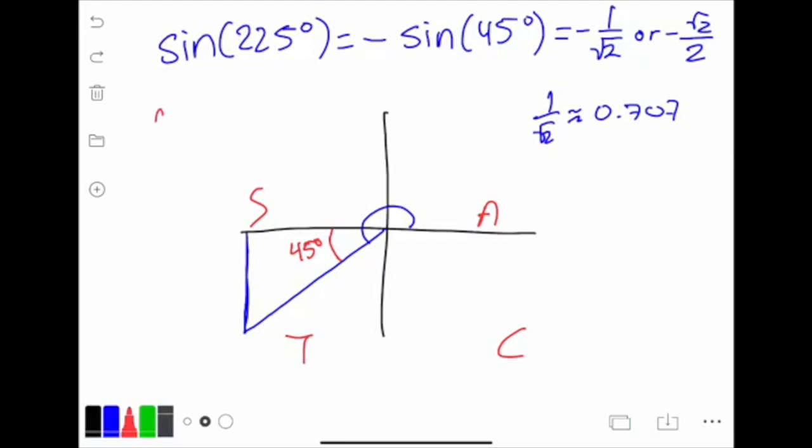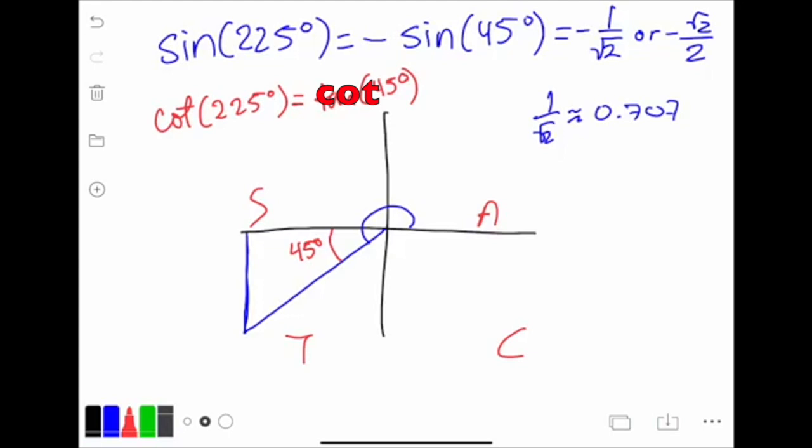However, if I was looking for cotangent of 225 degrees, well, I know cotangent is the reciprocal of tangent. Therefore, if tangent is positive for an angle in the third quadrant, then I know this is going to be the same thing as positive tangent of 45 degrees. Again, in order to find the actual ratio, you have to refer to the reference angle.